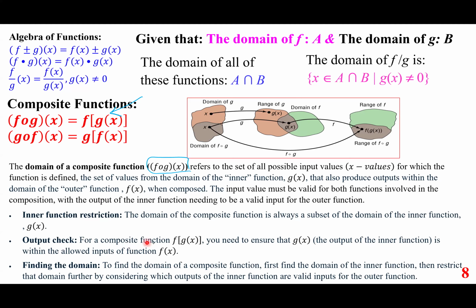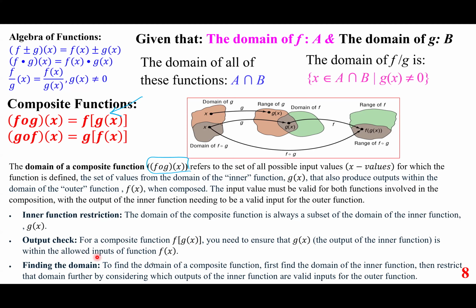Output check for a composite function f of g of x: you need to ensure that g of x, the output of the inner function, is within the allowed input of the function f of x. So in short, whatever the domain is, you check it further. That's the bottom line.